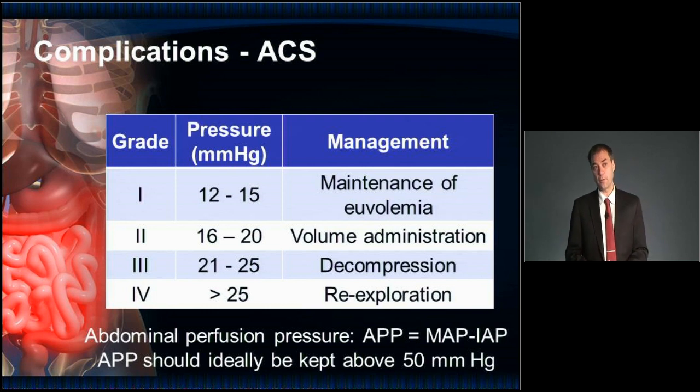Now, overall, pressures between 12 and 15 do not require aggressive treatment. That may indicate early onset of abdominal compartment syndrome. It's called a grade 1. And typically, if we can keep these patients euvolemic so that they can maintain a good blood pressure, they will need no further treatment. But you want to carefully monitor to make sure the pressures don't continue to climb. Once pressures hit 16 to 20, the patient will usually have a rapid decline in blood pressure, and they'll require volume to maintain their blood pressure.